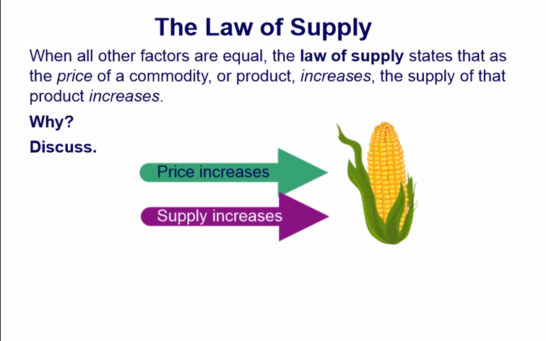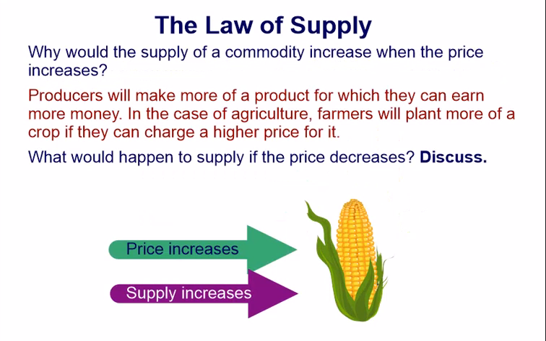The law of supply. When all other factors are equal, the law of supply states that as the price of a commodity or product increases, the supply of that product increases. Why? Discuss. Why would the supply of a commodity increase when the price increases?